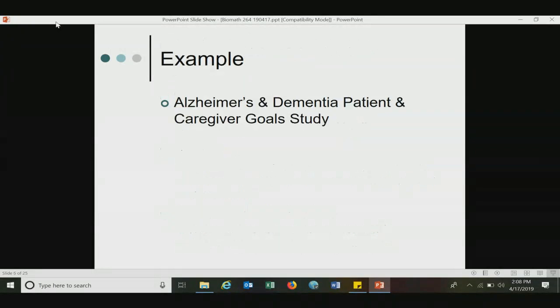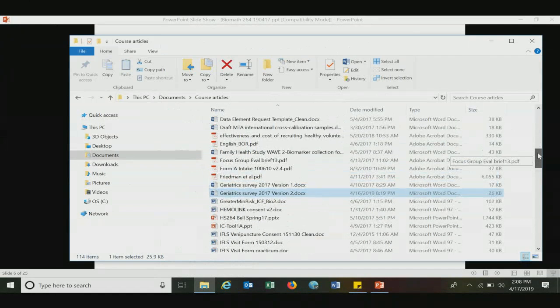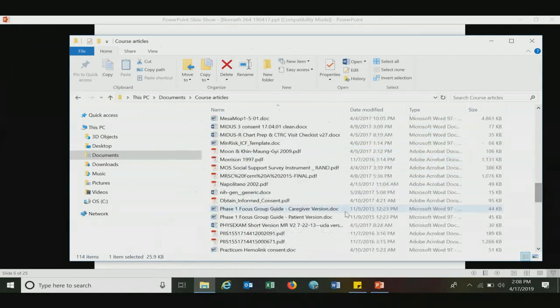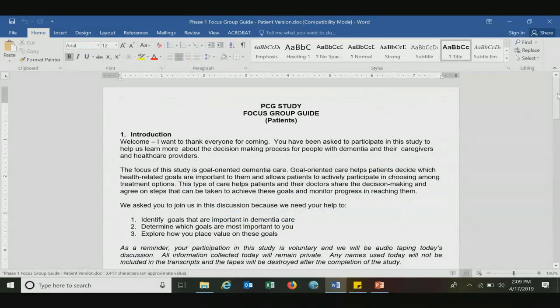So let me go into the caregiver, and this is also something that's up on the CCLE. So these were focus groups that were being done with Alzheimer's patients and their caregivers. So there was one guide for the patients and another focus group guide for the caregivers. They did different focus groups. So you can see, and this is a very brief one.